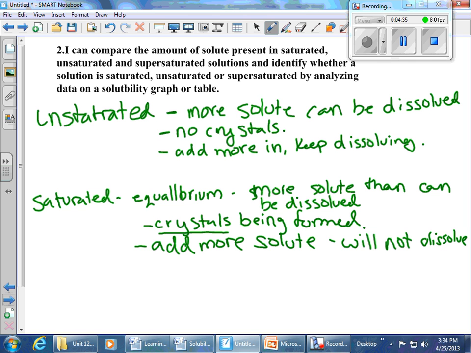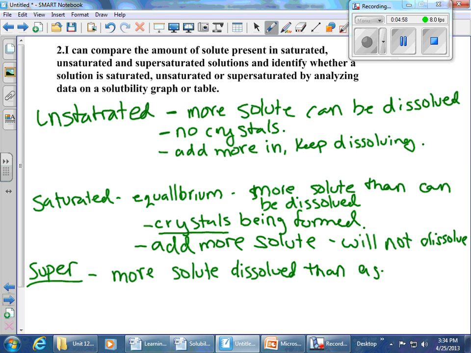Supersaturated is really unique. This is where you have more solute dissolved than a saturated solution, but it is all dissolved. You cannot see any crystals. But what's unique is if you add one more crystal to it, all of a sudden crystals appear. Like in our lab, we added one more, and it just happened out of nowhere, with the sodium acetate. So that's the difference between them.